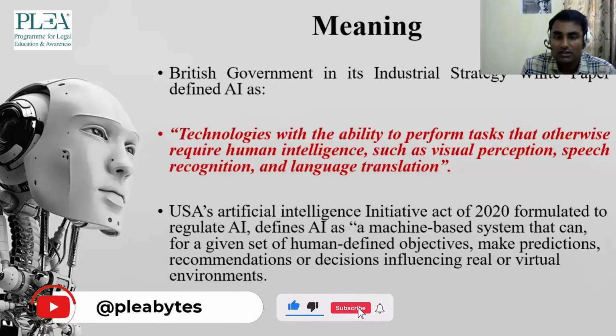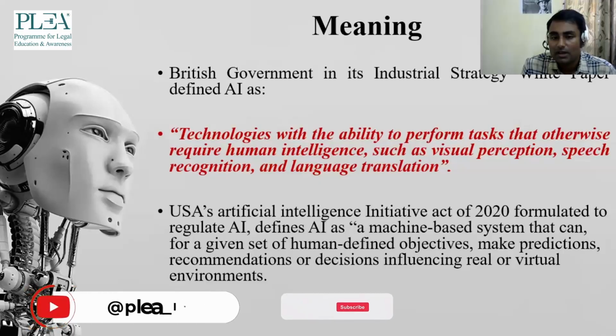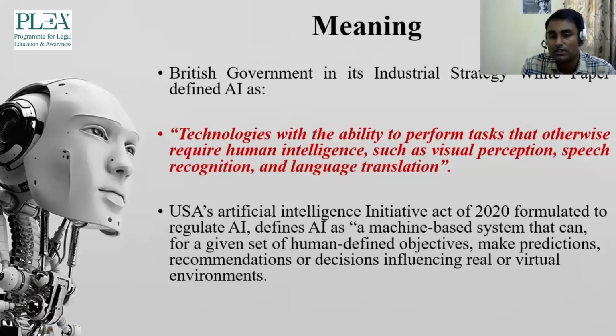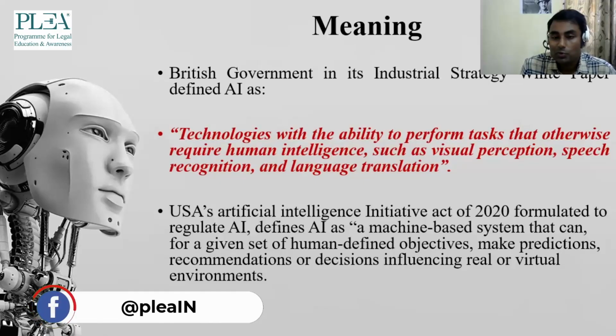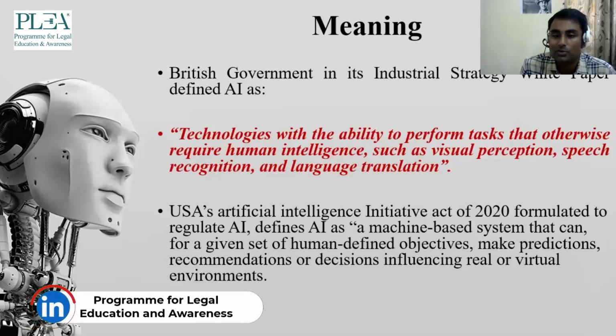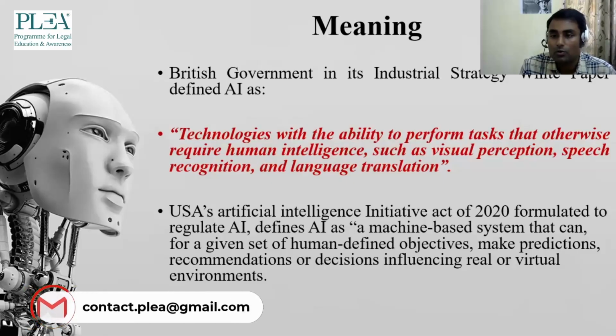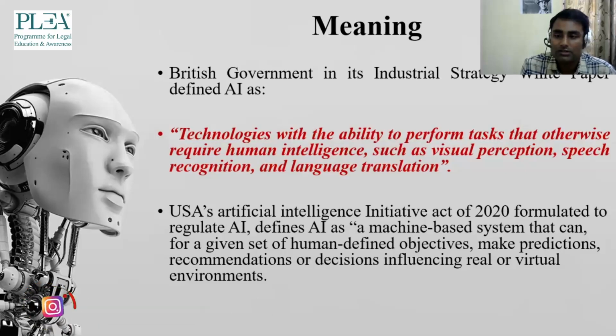Then the US Artificial Intelligence Initiative Act that came in 2020, formulated to regulate AI, defines AI as a machine-based system that can, for a given set of human-defined objectives, make predictions, recommendations, or decisions influencing real or virtual environments. Now, why did this law come in 2020? Because 2019, 2020, 2021 is an era known as the COVID era. During and after the COVID era, we became very conversant with the term artificial intelligence, and with the use of artificial intelligence again and again.